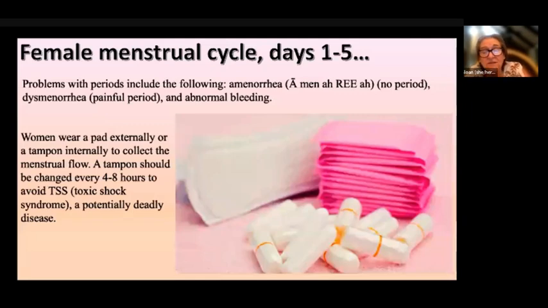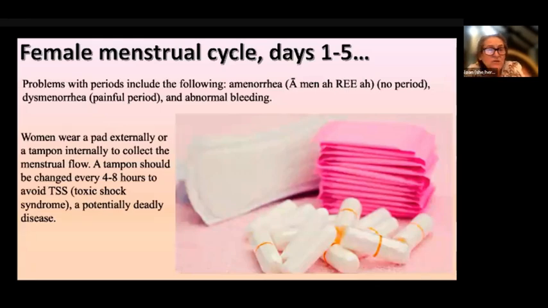And sometimes we can have abnormal bleeding where there's just a really, really heavy flow. Sometimes that can be a sign that a woman might have endometrial problems, if it's a regular occurrence.